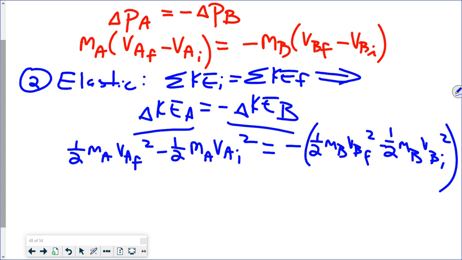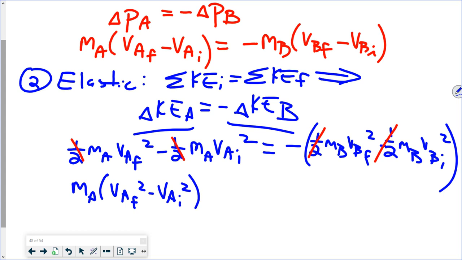All right, so let's factor some stuff out here. First of all, the 1/2s go away, right? If I multiply everything by 2, then the 1/2s go away. So let's get rid of all the 1/2s. Now I'm going to factor out the mass of A. So this becomes the mass of A times VAF squared minus VAI squared, equals negative MB times VBF squared minus VBI squared.